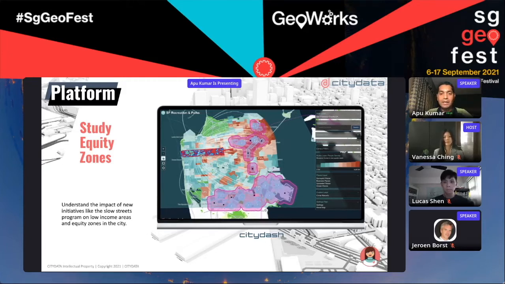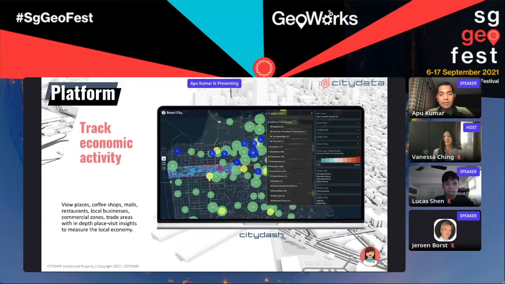equity zones. And so using mobility data, using mobility intelligence, cities like San Francisco are able to go very deep to understand the impact of the decisions they've made in the past, as well as make better data-driven decisions for the future by taking into account equity zones, segregation, and all of these socioeconomic factors that typically are hard to get to wrap your brains around.